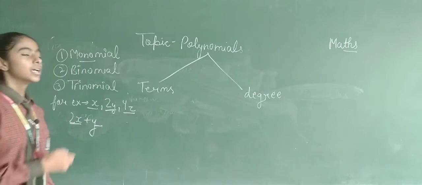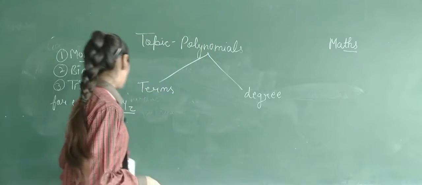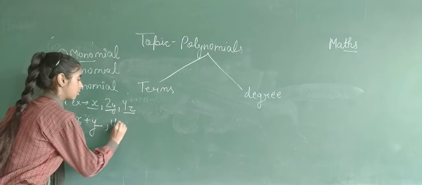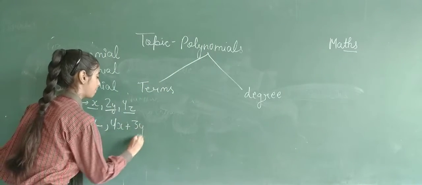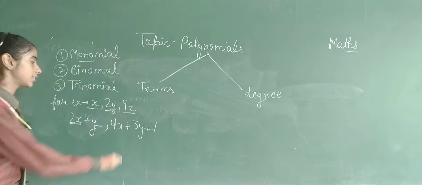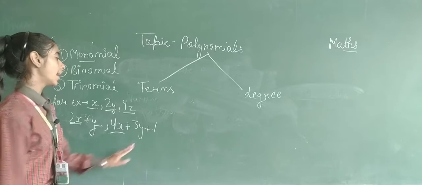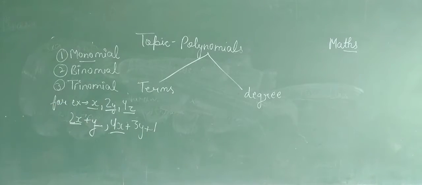Now trinomial. Trinomial contains 3 terms. How many terms? 3 terms. For example, 4x plus 3y plus 1. So here you can see that there are 3 terms. First one is 4x, second one is 3y, and third one is 1.